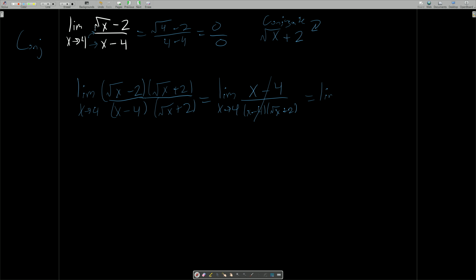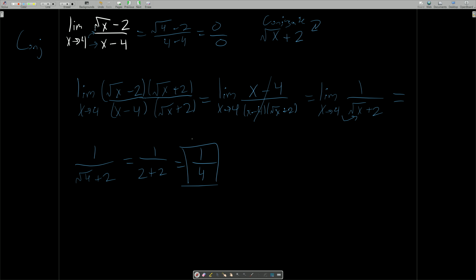Those will cancel out. And you're left with the limit as x approaches 4 of 1 over square root of x plus 2. All that's left is to substitute 4 for x. You have 1 over square root of 4 plus 2, 1 over 2 plus 2. So 1 over 4 is the answer.